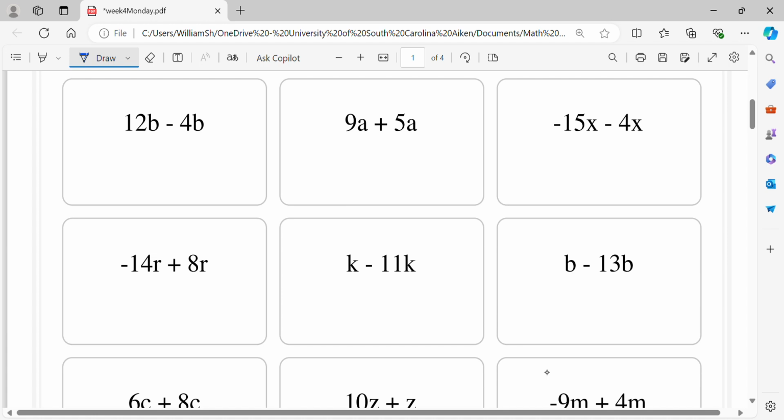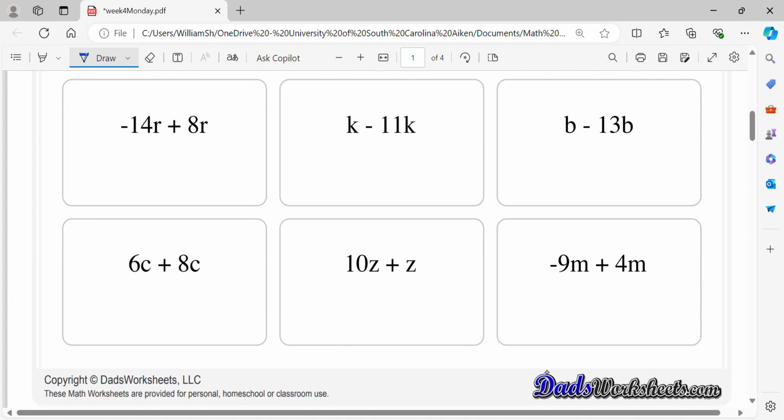I have 12b minus 4b. Here the like term is the b's. So 12 minus 4 is 8. This simplifies down to 8b. Up next I have 9a plus 5a. My like term is my a's. They both have it, so I can combine the 9 and the 5. 9 plus 5 is 14. That gives us 14a. Negative 15x minus 4x. The like term here is x, and I can combine the negative 15 and the negative 4 to get negative 19x. I like to put equal signs.